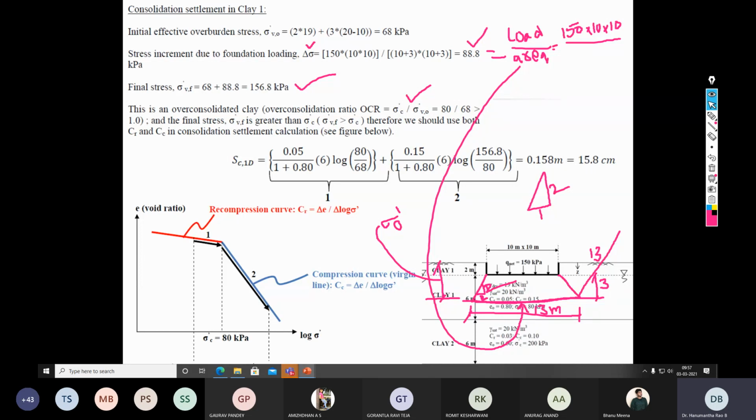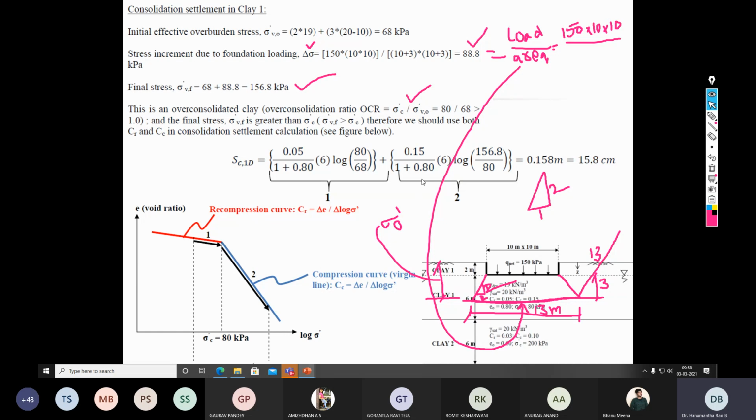Now try to understand. When I use this equation, in your consolidation chapter you also dealt with time rate of settlement. But nowhere in this equation is the time rate involved. So whatever this 15.8 settlement is, it is called the final consolidation settlement. With respect to this, one can calculate what would be the settlement at any time for any degree of consolidation. You can go back to your consolidation theory now.